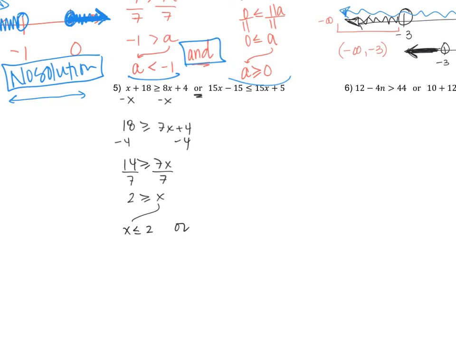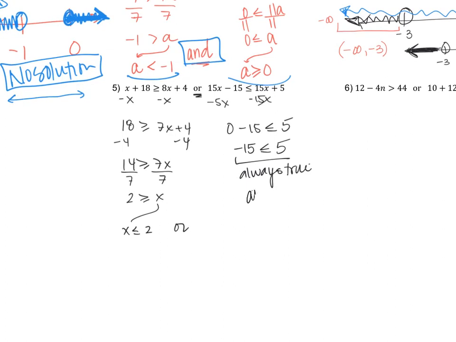Or on the other side, well, minus 15x, we get 0 minus 15 is less than or equal to 5. So all our variables canceled. So it says negative 15 is less than or equal to 5. Well, this is always true. And if that's always true, that means any number will work here. There's no dependency on a variable.